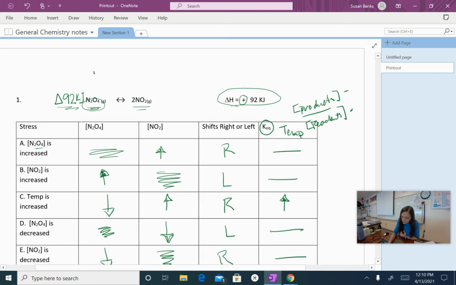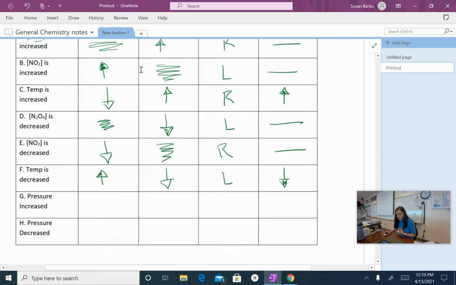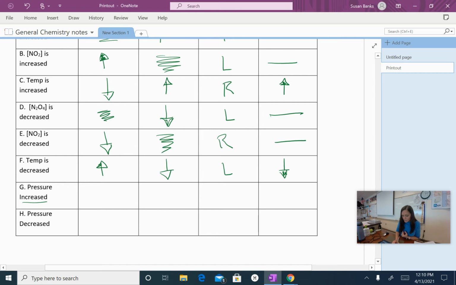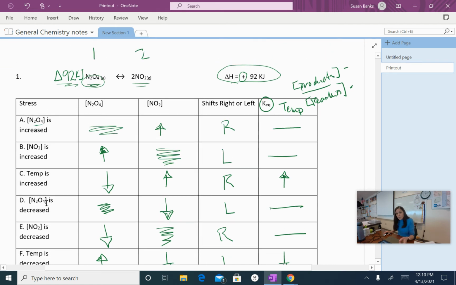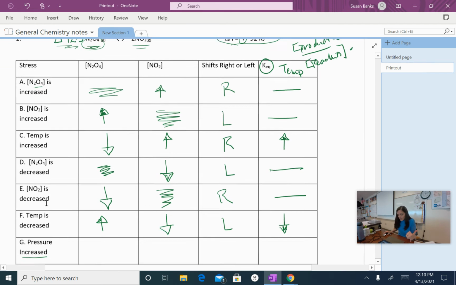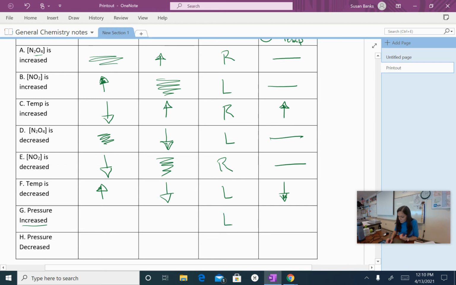We have 1 mole of gas on our reactant side, and we have 2 moles of gas on our product side. So if I am increasing that pressure, I'm smooshing things together. I want to go to as small as possible. So 1 is smaller than 2, so I'm going to shift left. So if I shift left, that means my nitrogen dioxide is going to go down, my dinitrogen tetroxide is going to go up, but I have not changed the temperature. So that's not going to change.